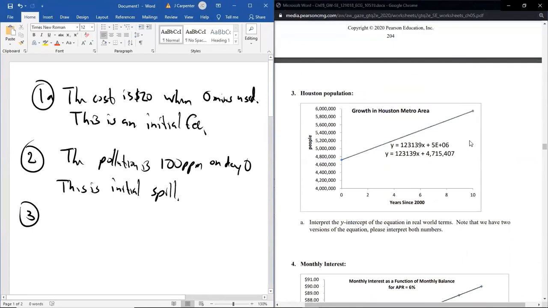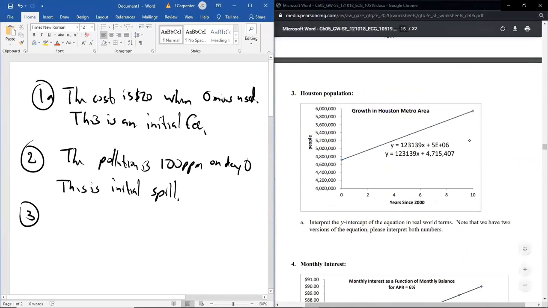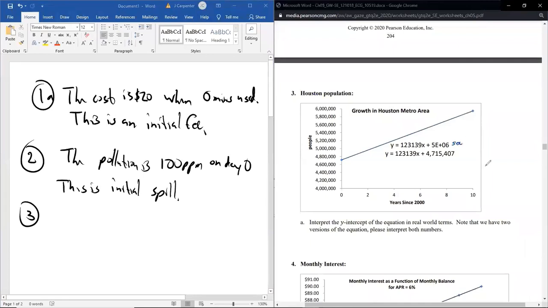For number 3, our Houston population. And I want to point out something on this one. They give you 2 different versions of this. The top one is what you would see. I thought I hit annotate. This is what you would see in Excel. And the bottom one, this is what it would actually be.